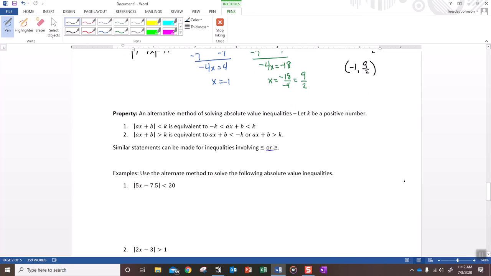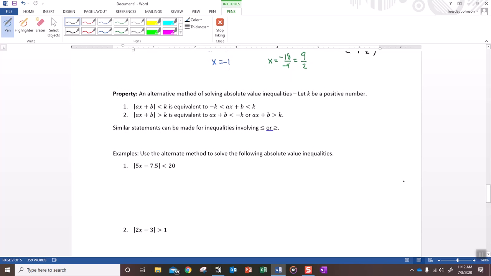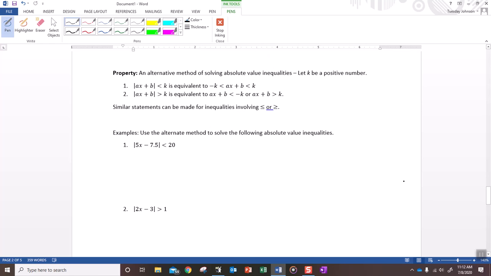But there's an alternate method. The alternate method of solving absolute value inequalities, if k is a positive number, instead of saying it's between, we could just solve this whole inequality. We don't solve the related equation first. We could just go straight to the inequality. So let's use a different color here. I keep going back and forth to blue and green. So let's use this light blue.